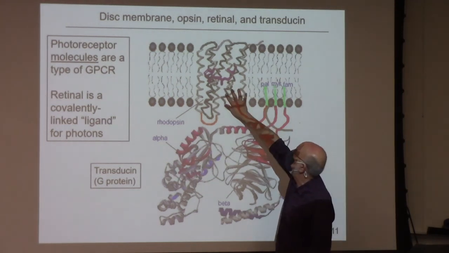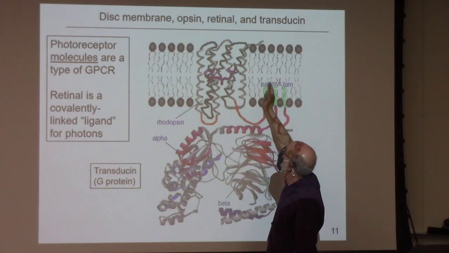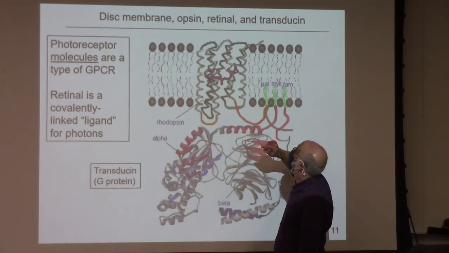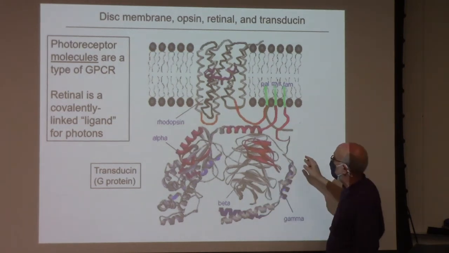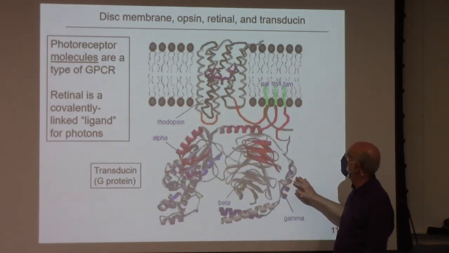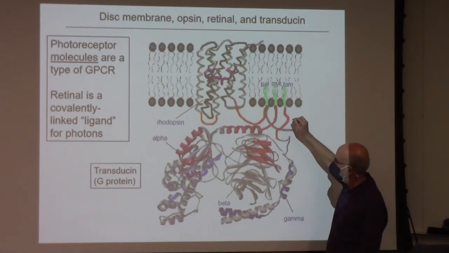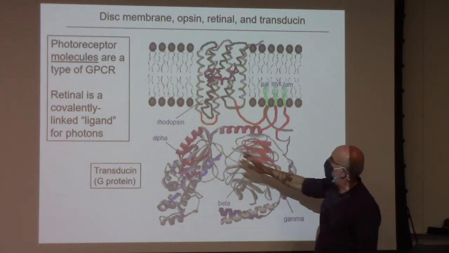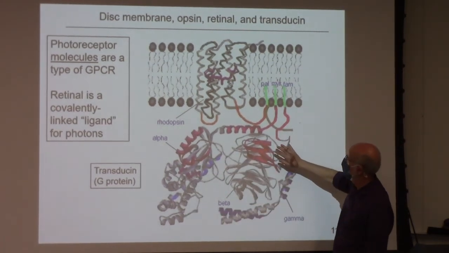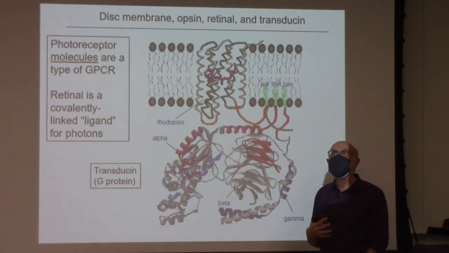So here is a cartoon of a G protein coupled receptor embedded in the membrane. Here is the G protein that is associated with this GPCR with its lipid linking. So here is the alpha subunit, and here's the beta gamma subunit. These receptors and G proteins have specific names.